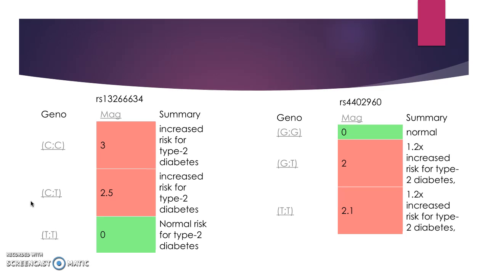RS4402960 genotype of GG has a normal risk for type 2. GT or TT increased risk by over 20%. RS13266634 genotype TT has a normal risk for type 2, while CC increased risk by 24% and CT increased risk by 14%.